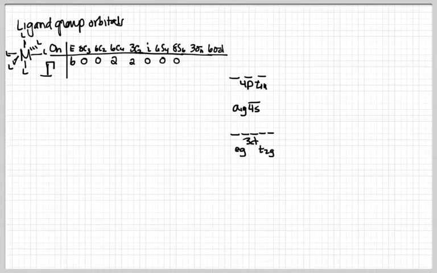If you do the 3 sigma H, so you're going through the equatorial plane, then 4 of the ligands are going to remain unchanged. And if you do sigma D between the bonds, then that'll go through 2 of the atoms, and so 2 of them will remain unchanged. Okay, so there is our reducible representation for sigma bonding in an octahedral transition metal complex.